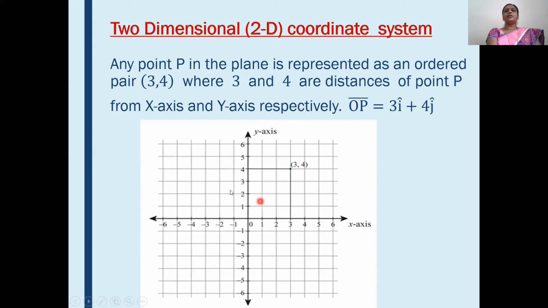Now, if i and j are unit vectors along the x and y axis, then this vector OP, if this is the origin O and this point is P, join OP, then this vector OP bar can be written as 3i plus 4j. Here, i and j are unit vectors along the x and y axis, and this is vector OP.